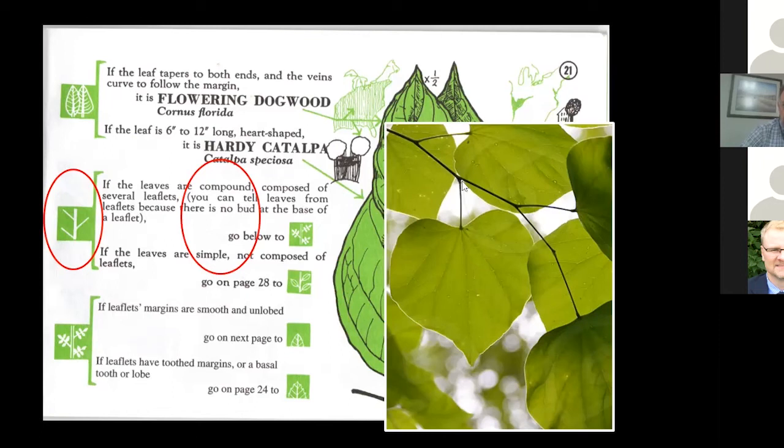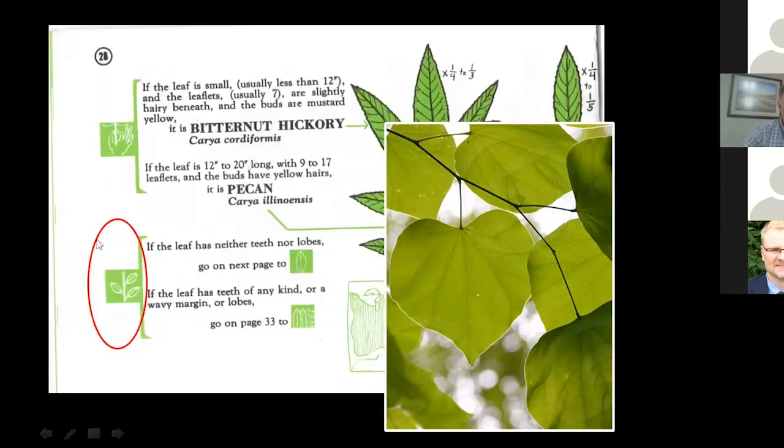Okay, let's pick a leaf. Here's the bud. Here's the rachis. Here's the leaf. It's one simple blade. So it is simple. We're going to jump to page 28. We're on page 21. That means all of the compound leaves are between pages 21 and 28. We're going to jump to page 28. Don't forget the icon. And on page 28, here's the icon.